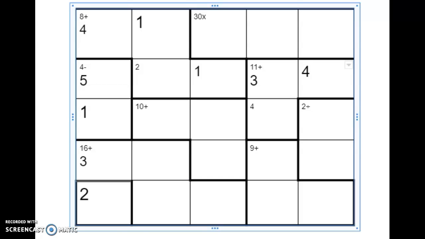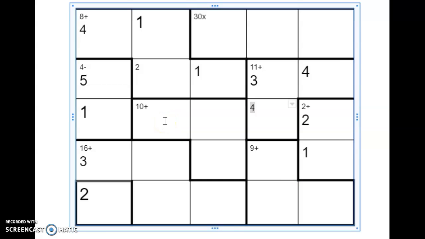Now we would look at the 2 divided box here, and we would think of the things that we could divide to get to 2. So we know there is 4 divided by 2, however the 4 is already used in this column, so it would have to be 2 divided by 1. And we know the order of the 2 and the 1 in these squares because there is already a 1 present in the first column. So we'd put 2 here, 1 there.